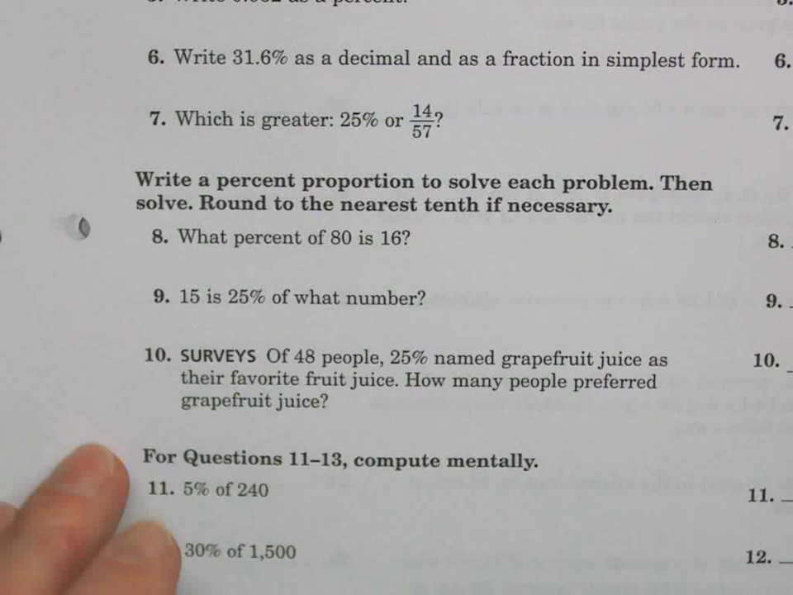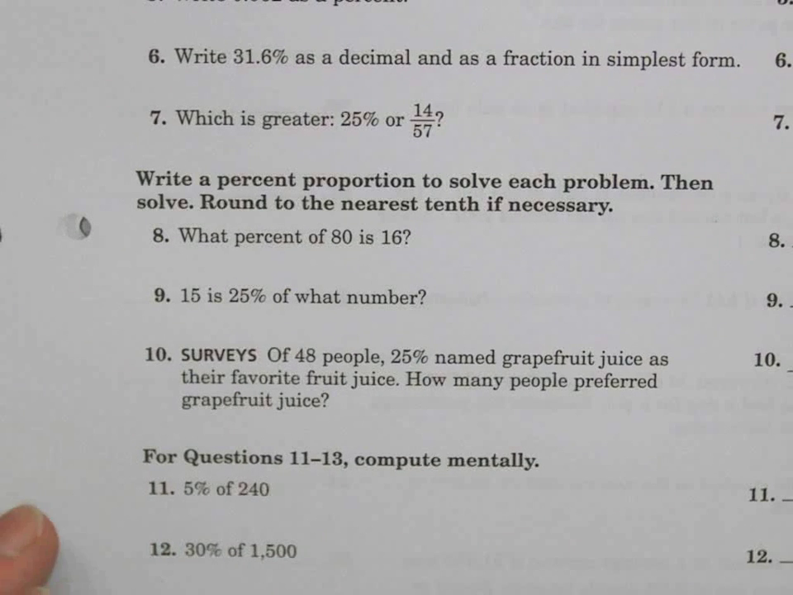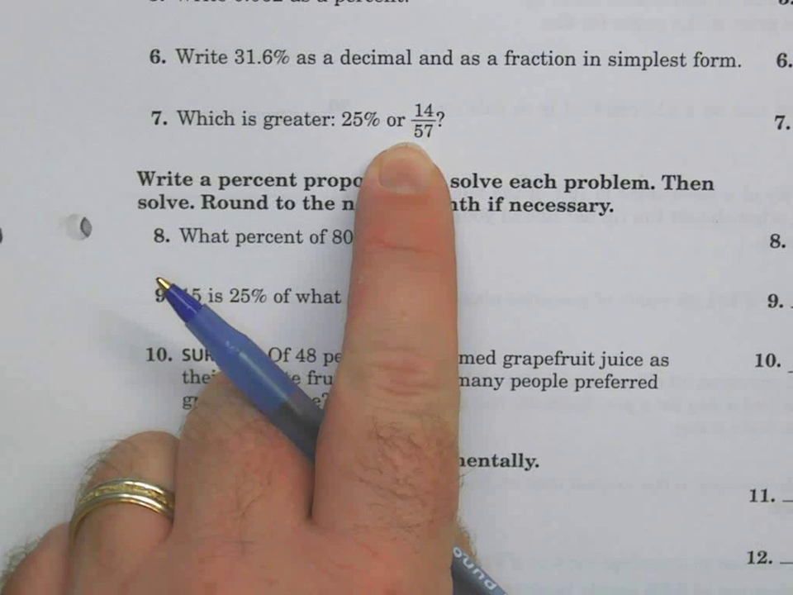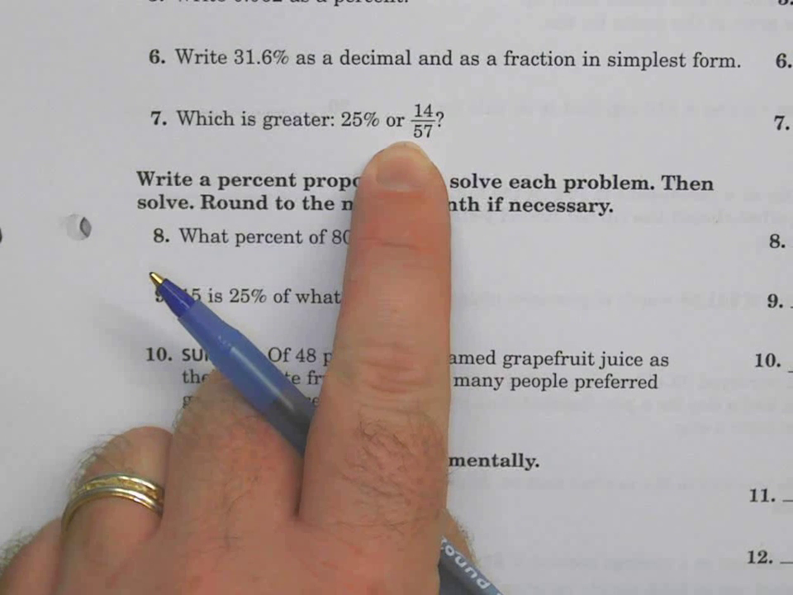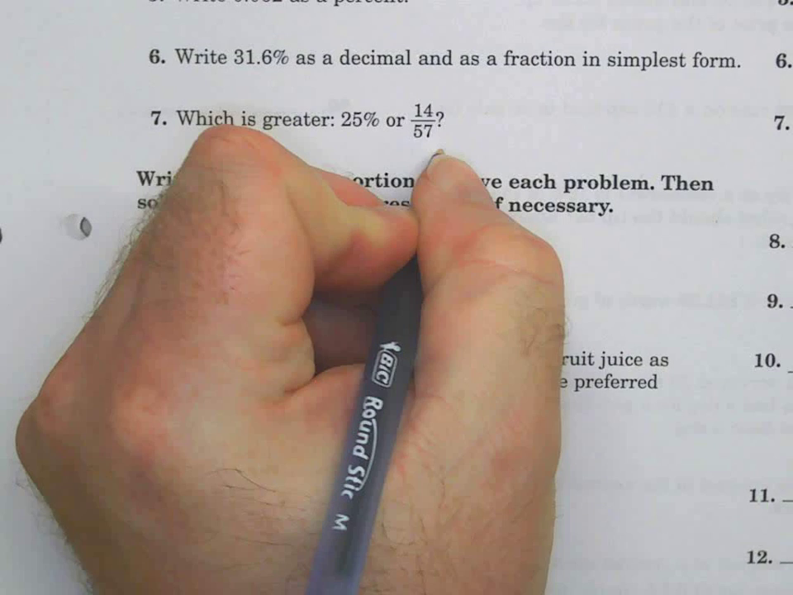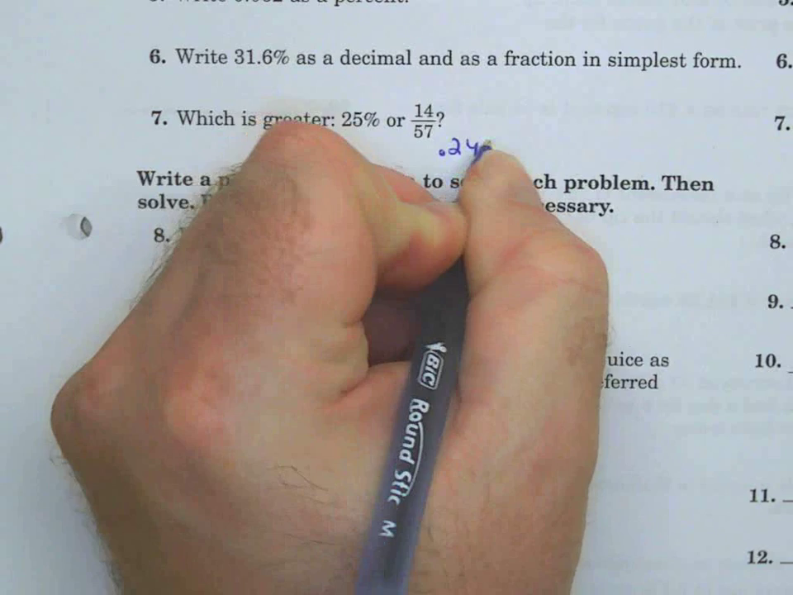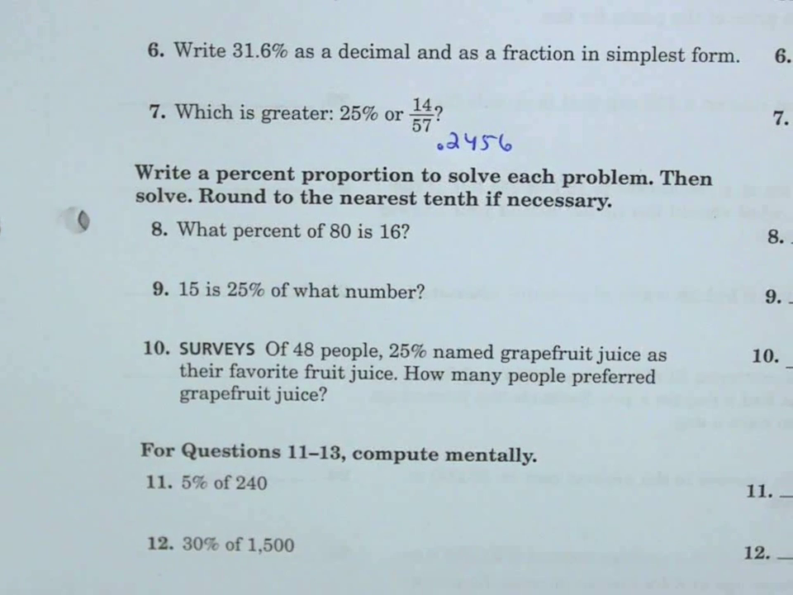Okay. Help us out. I'm on question number 7. I want someone to put in their calculator 14 divided by 57 and get me a decimal. Ashley. Yep. What do you got? 0.2456. That's good enough for this guy.